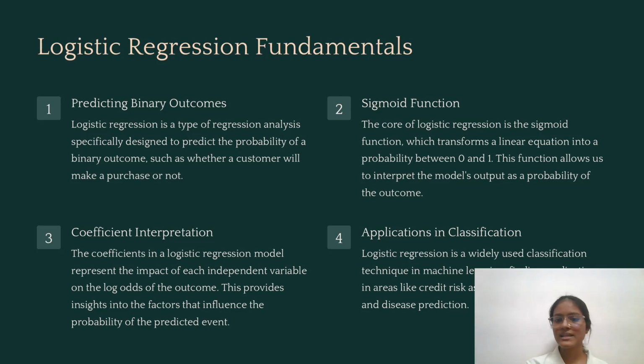Second is the sigmoid function. The core of logistic regression is the sigmoid function because it transforms a linear equation into a probability between 0 and 1. This function allows us to interpret the model's output as a probability of the outcome. Now the third is coefficient interpretation. The coefficients in the logistic regression model represent the impact of each independent variable on the log odds of the outcome. This provides insight into the factors that influence the probability of the predicted event. And the fourth is applications in classification.